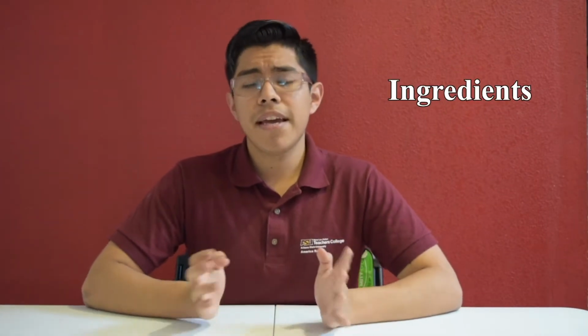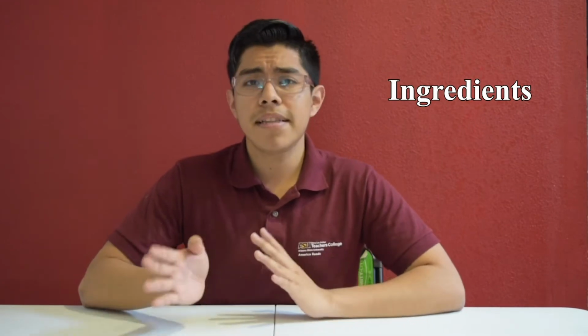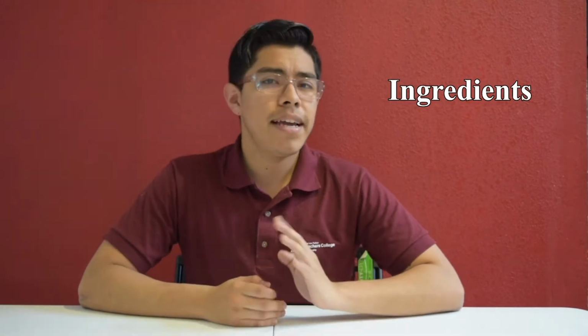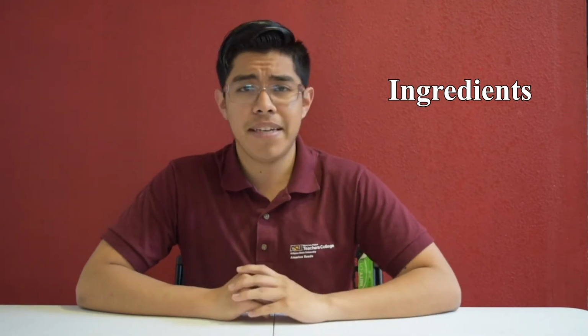Our fourth term would be ingredients. Ingredients are just different foods or substances in order to make something. Let's say the cake again, for example. That cake can contain eggs, butter, flour, or other ingredients in order to make that.